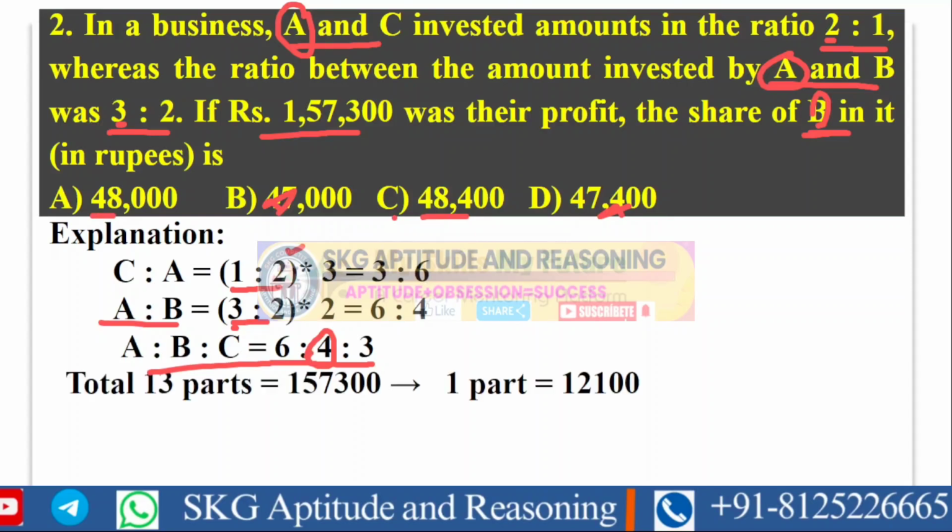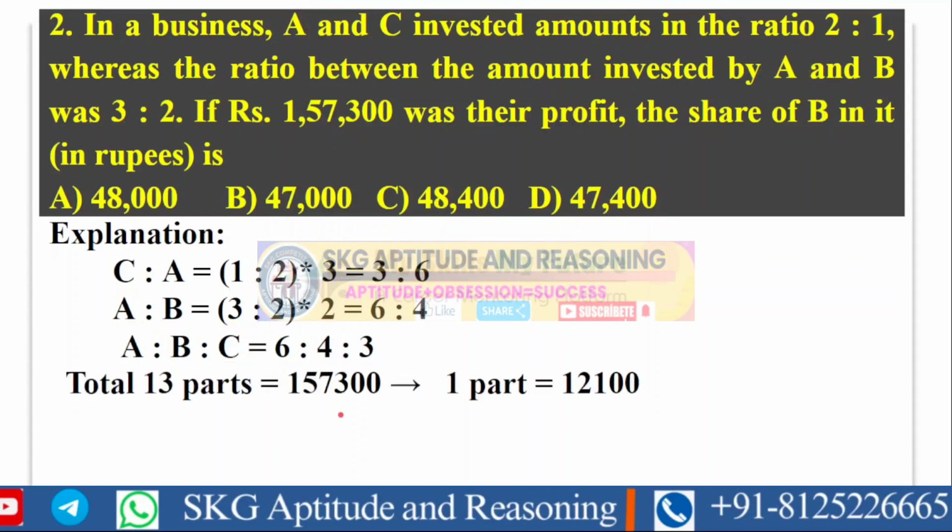That's why I need to find the total number of parts here. 6 plus 4 plus 3 equals 13 parts. That 13 parts value is given as 1,57,300, which means one part equals 12,100.